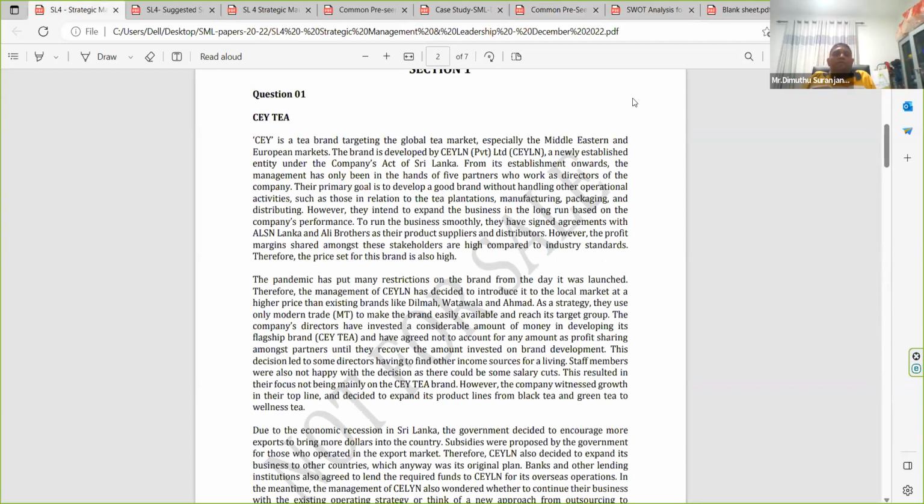The first paragraph: this is a tea brand targeting the global tea market. So our market is the global market, right? Especially the Middle Eastern and European markets. So our main market is the Middle East and European markets.